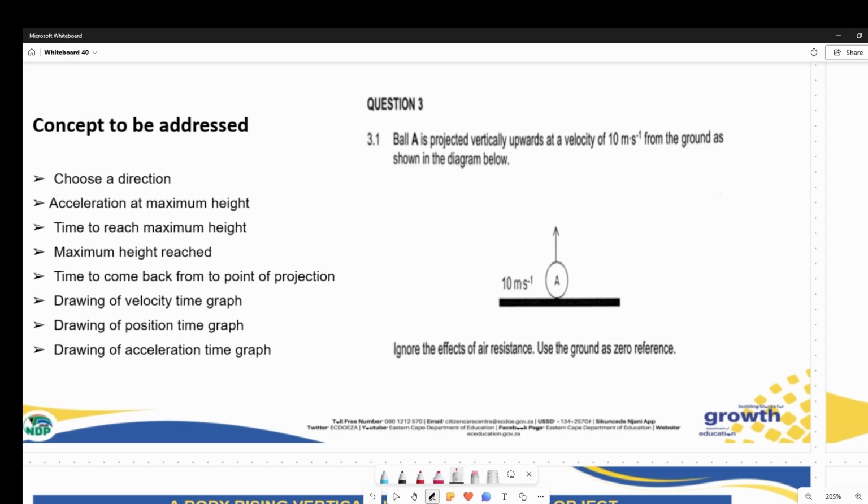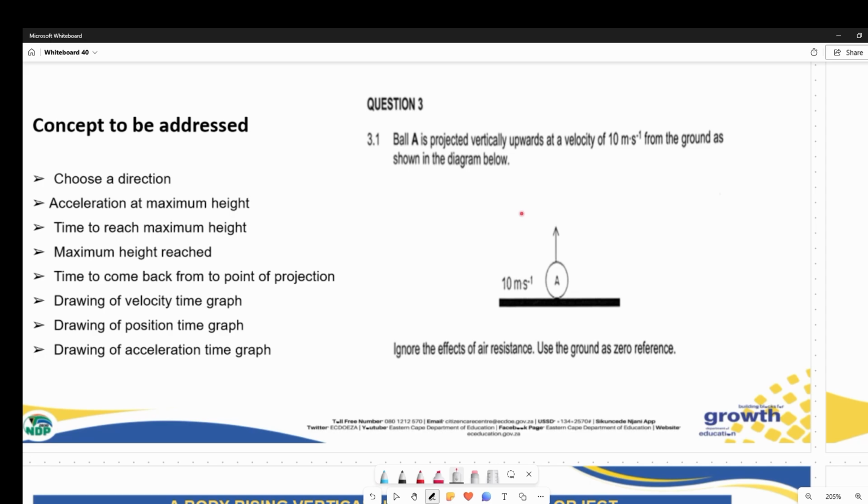Okay, so on this one here, question 3, ball A is projected vertically upwards with a velocity of 10 meters per second from the ground, as shown in the diagram below. So this is our diagram here.